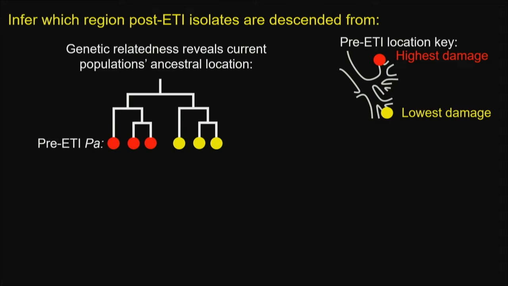Now, the second thing I need in order to test my hypothesis is a method to infer which region the post-ETI isolates are descended from. And I'm going to walk through how we do this analysis using hypothetical data. We begin by building a phylogenetic tree of the pre-ETI isolates, as I showed on the last slide. And here, I'm color-coding the isolates red for the highest and yellow for the lowest damaged regions. And for this example, I've made them perfectly regionally distinct.